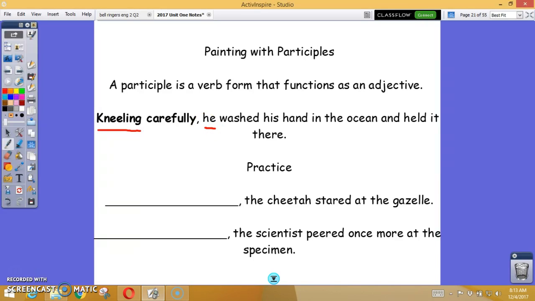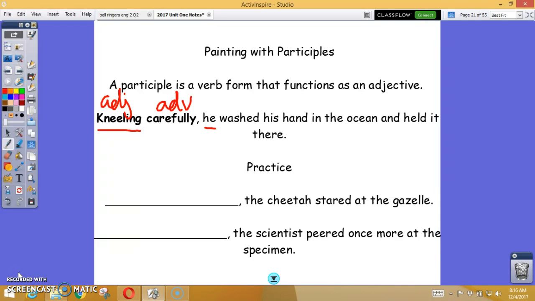Kneeling carefully, he washed his hand in the ocean and held it there. Now if you look right here, we say that kneeling is an adjective, but carefully is an adverb. This is actually optional for this part, but it can be used. What we can take from this is that the whole point is it gives us an extra level of description. Using the adjective along with the adverb in this sense just paints a full picture for us.